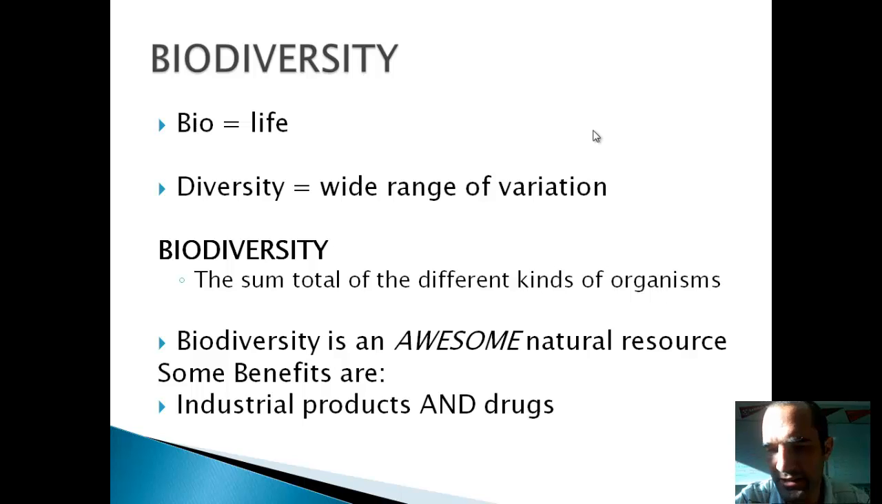In the other class, we had a really long, nice discussion of biodiversity. We read a little bit about it. Bio means life. Diversity is just a wide range of variations. So biodiversity is the sum total of different types of organisms. An area with a lot of biodiversity would be a rainforest. An area with a little bit of biodiversity would be a desert.